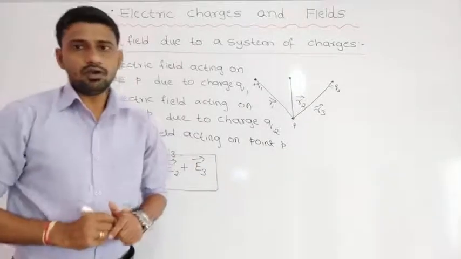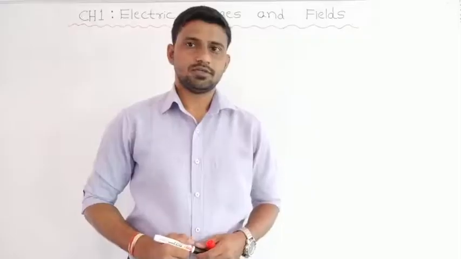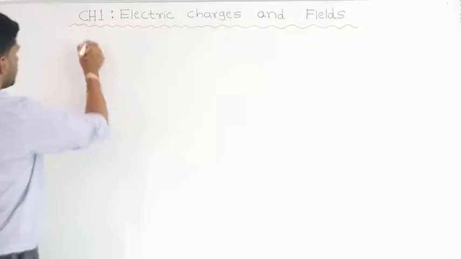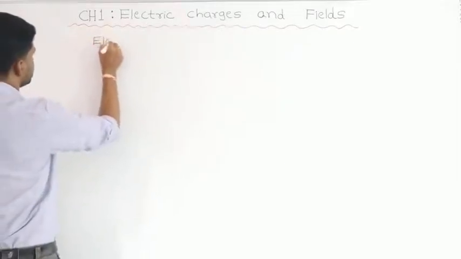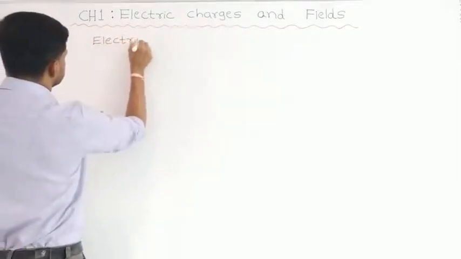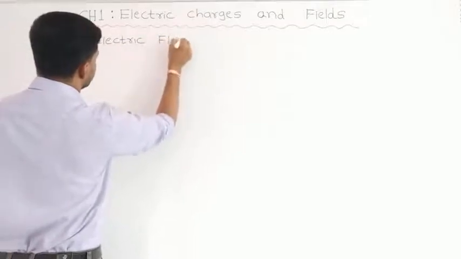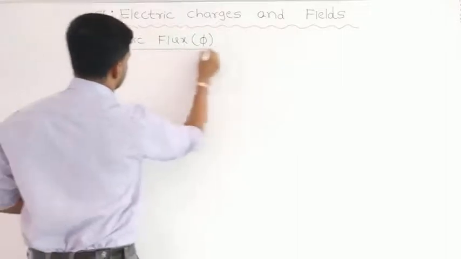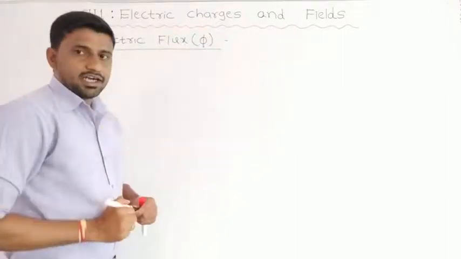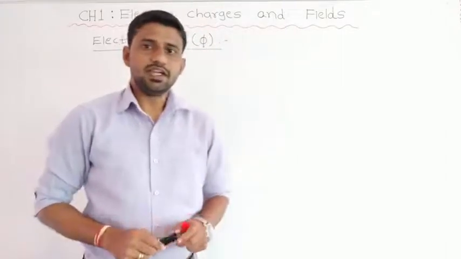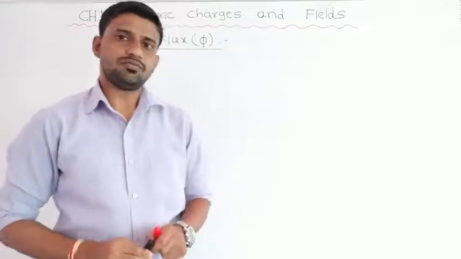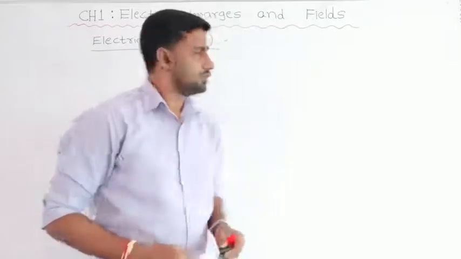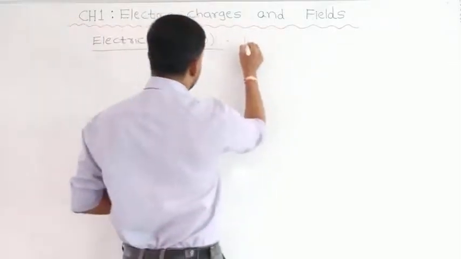Now let us discuss the concept of electric flux. Electric flux is a very important concept and it is denoted as phi. Electric flux is a concept related to the electric field and a surface. Now let us see how to define electric flux, electric flux over a surface.